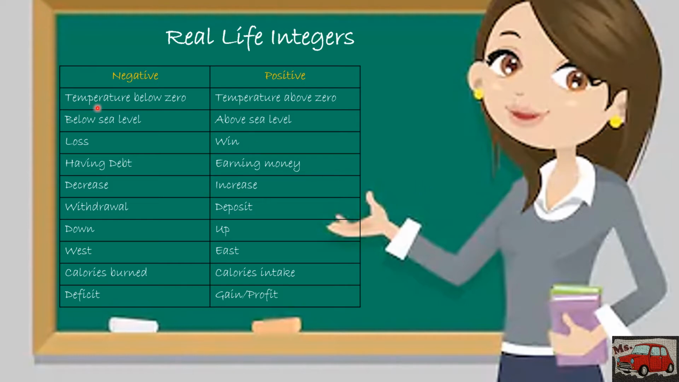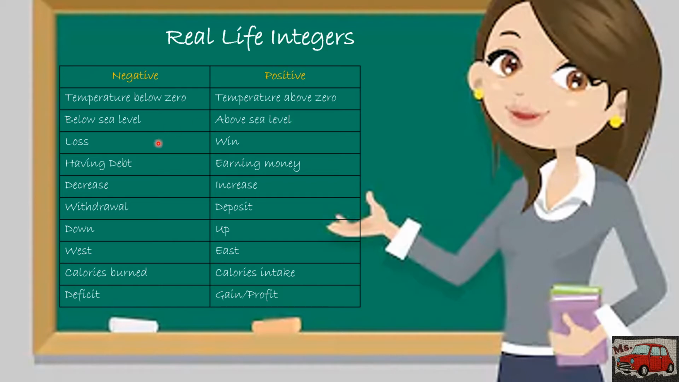So, when we say temperature below 0, that is negative. Kaya tayo may negative temperature. Kapag naman above 0, that is positive. Below sea level, negative siya. Remember, for example, magda-dive ka. So, yung feet, kung nasan ka sa ilalim, negative yon. But if it's above sea level, of course, yun yung positive. Like, for example, umaakyat ka naman ng bundok. Alright? Yung 0, yun yung sea level.